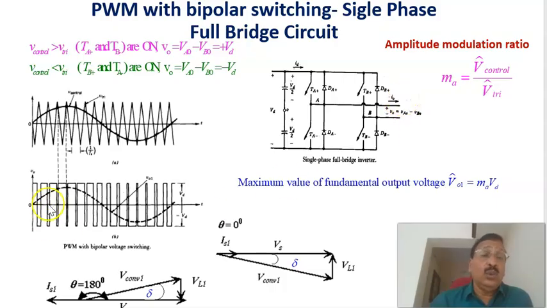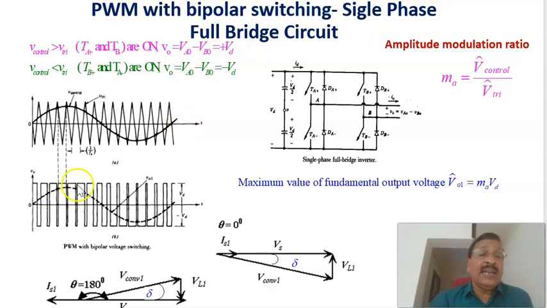And if we do the Fourier analysis of this sine modulated output signal, it contains the fundamental plus harmonics. The harmonics will be centered at MF, 2MF, where MF is the frequency modulation index. The fundamental output voltage of this inverter output will be in phase with the modulating signal.